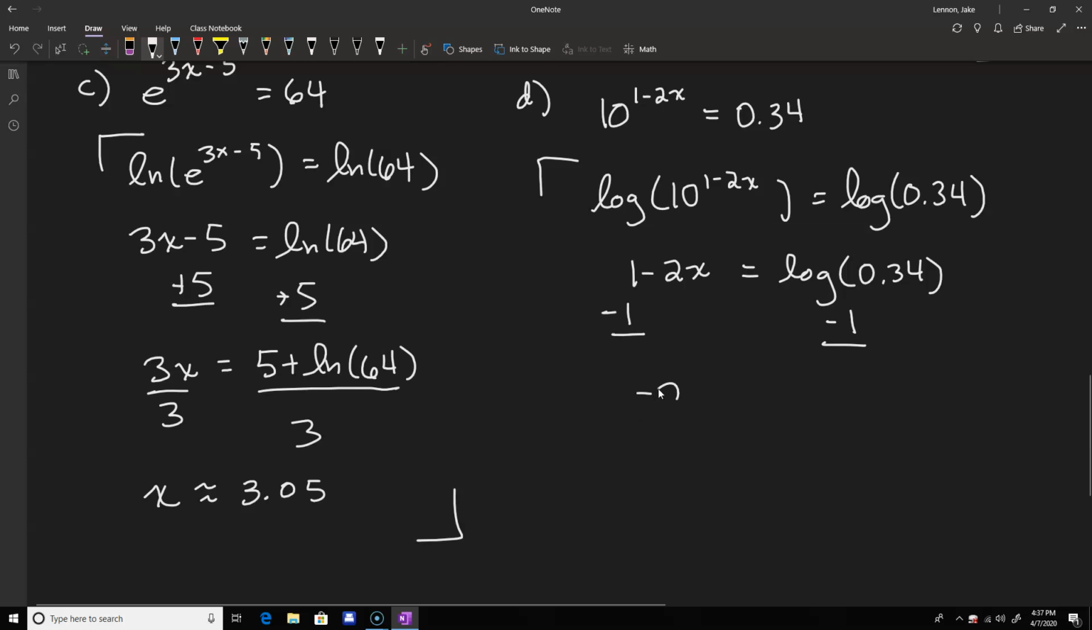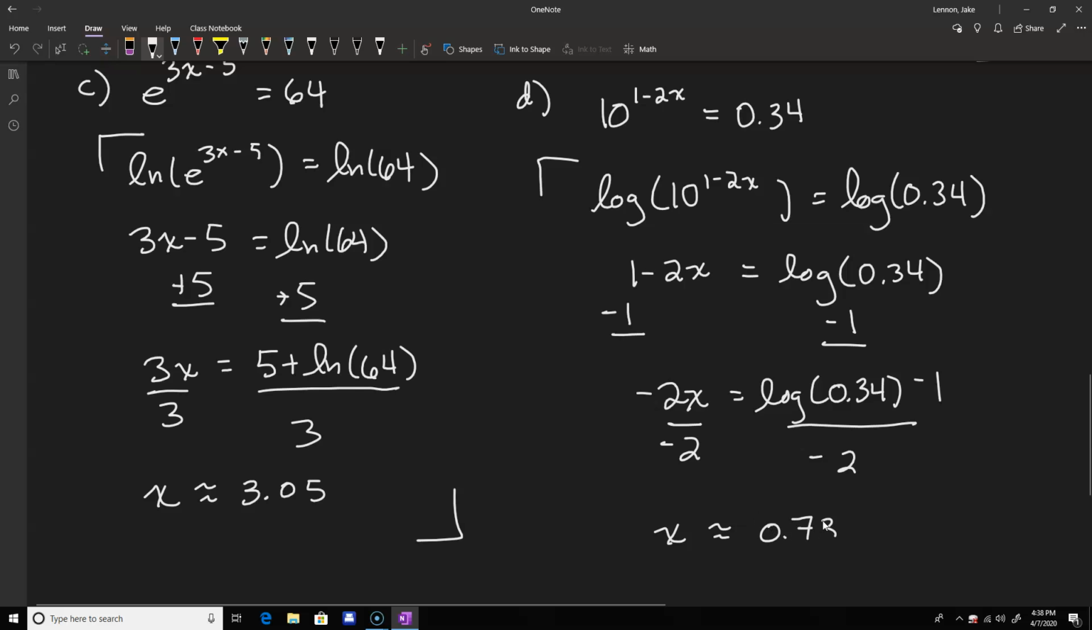So we have minus 2x equals the log of 0.34 minus 1. And then to get x by itself, we just want to divide by negative 2. So x is that quantity, log of 0.34 minus 1, divided by negative 2, and that comes out to about 0.73 if you round to 2 spots.